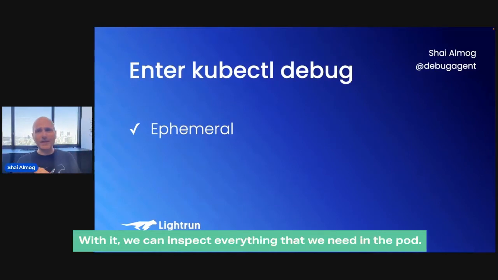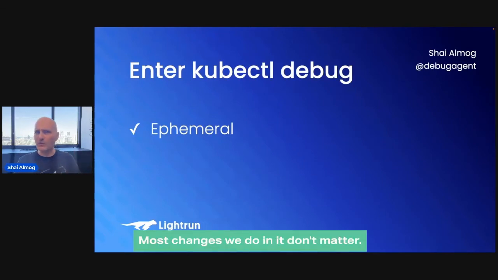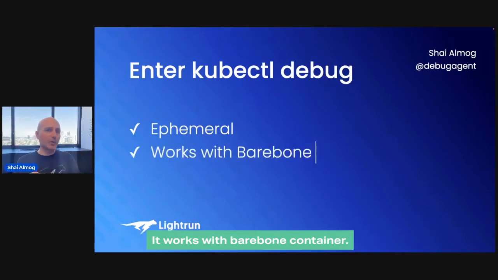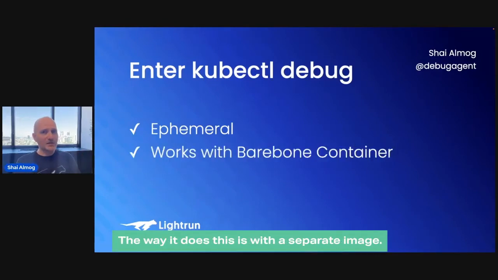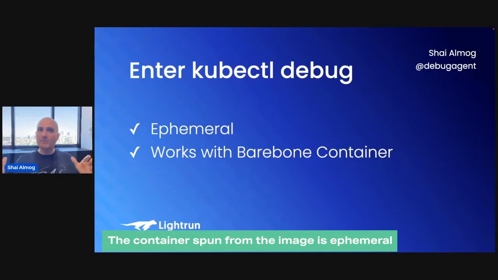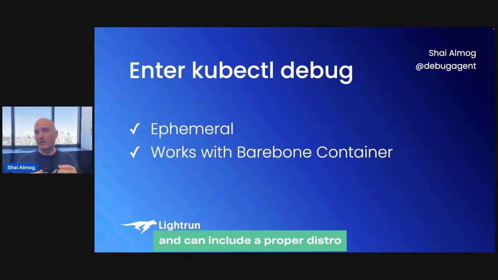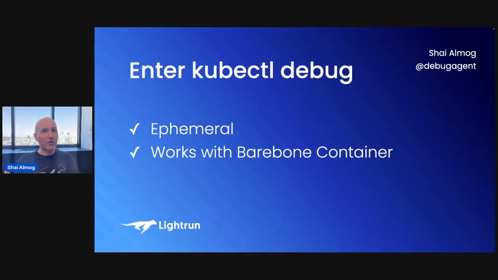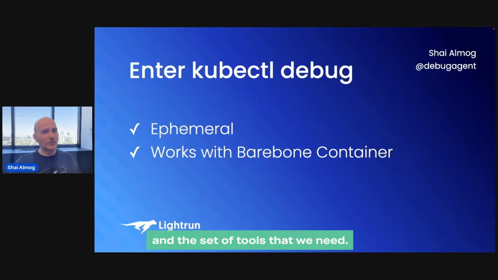An ephemeral container is a temporary element that would vanish once the pod is destroyed. With it, we can inspect everything that we need in the pod. Most changes we do in it don't matter. They won't impact the pod after we're gone. It works with barebone containers. The way it does this is with a separate image, so we can have an image that includes everything in it. The container spun from the image is ephemeral and can include a proper distro and the set of tools that we need.